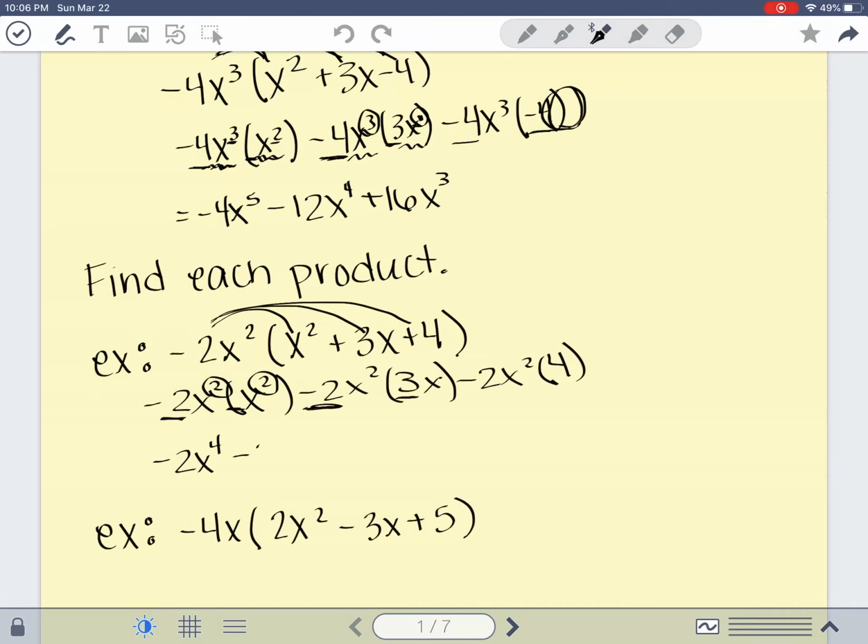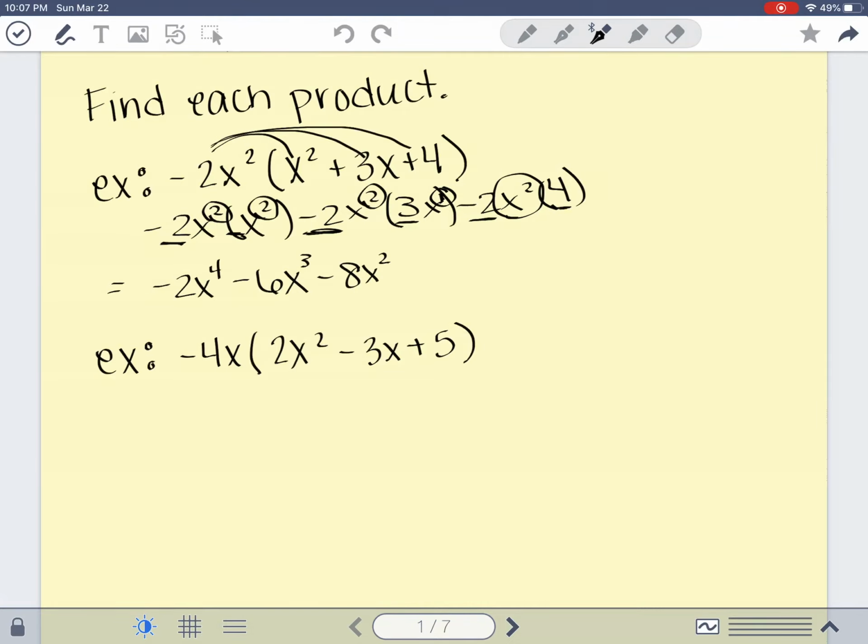Negative 2 times 3, we get a negative 6. X squared times x to the 1st power, so 2 plus 1 gives us x cubed. And then finally, negative 2 times 4 gives us negative 8. And then we just bring along this x squared. So our final answer here is negative 2x to the 4th power minus 6x cubed minus 8x squared.